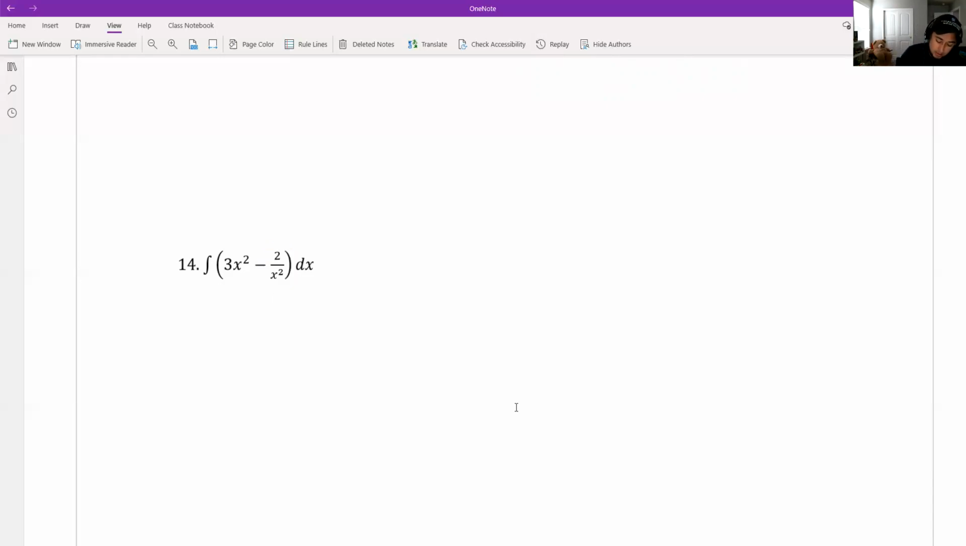When I rewrite this, I'll have the integral of 3x squared minus 2, and what you're going to do with that x squared down below is flip it to the numerator, which means you'll get 2 times x to the negative 2 dx. Perfect. And yes, now, like I said, there's 2 terms in here.